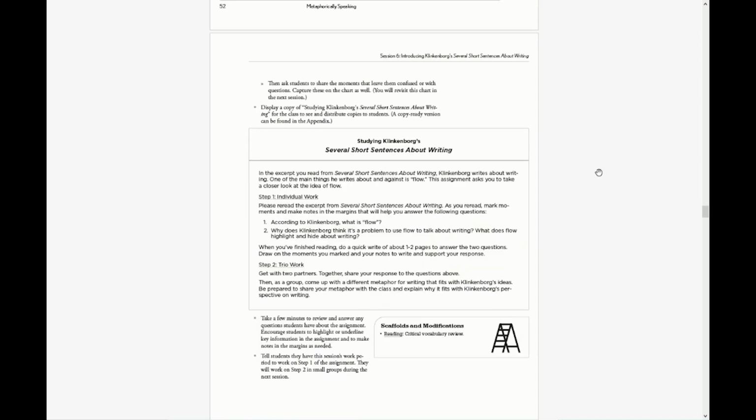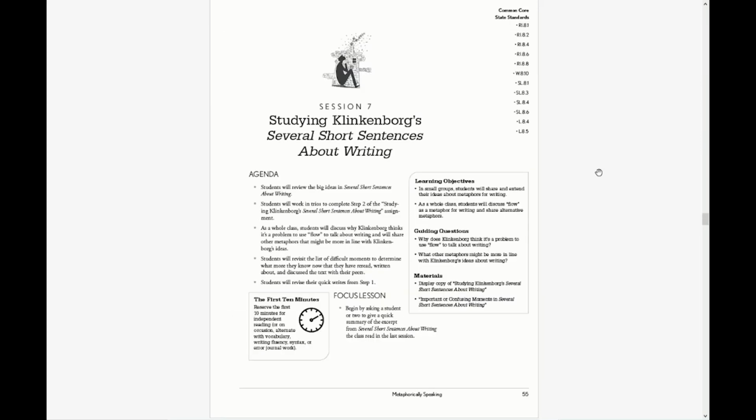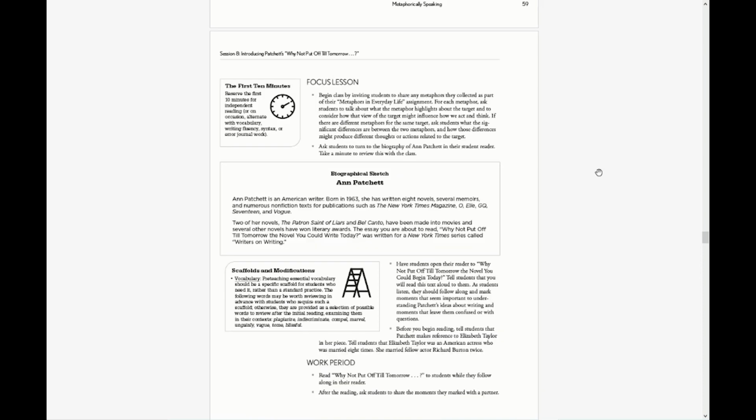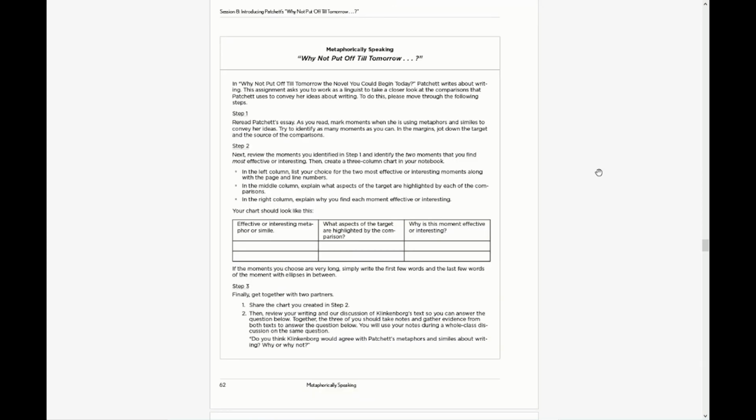And after students unpack that and work through those ideas in a couple sessions, they read how Ann Patchett writes about her own writing process. So her essay, Why Not Put Off Till Tomorrow, the novel you could begin today, was published in the New York Times. And I think it's fair to say that she does not think of writing primarily as a process that feels like flow. Students examine some of the different metaphors that she uses in her writing about writing. And they think about what's highlighted by that and why it's effective or interesting.